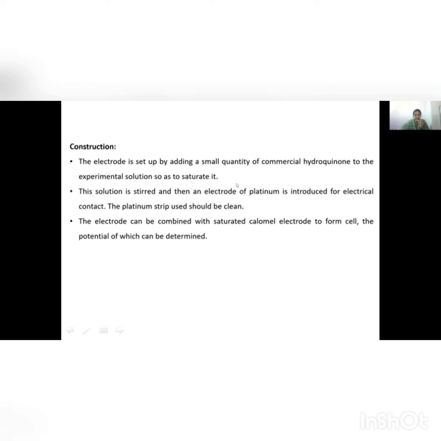So the platinum strip used should be clean. The electrode can be coupled with a saturated calomel electrode to form a cell. Here again, the reference electrode is a calomel electrode. So totally we get the EMF of the solution. The cell notation for the quinhydron is Hg, Hg2Cl2 double slash, which is the salt bridge, H plus, H2Q, Q, Pt. So here it is an acidic medium.